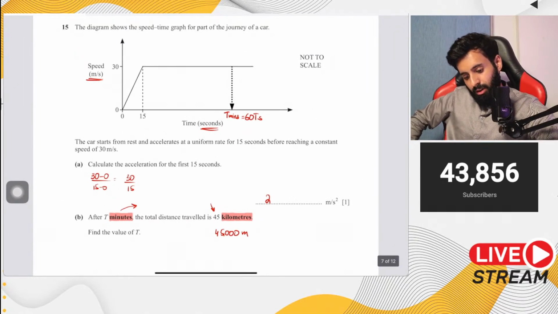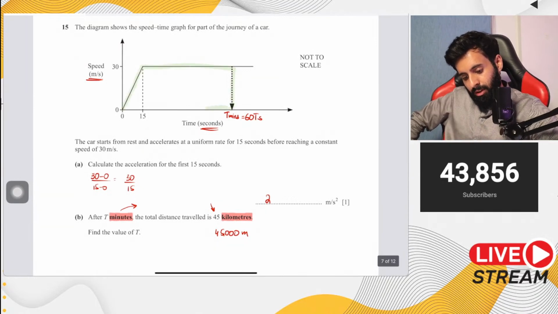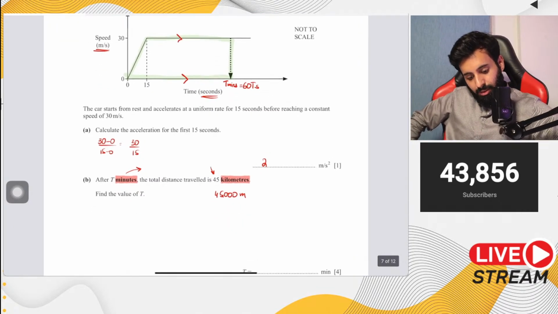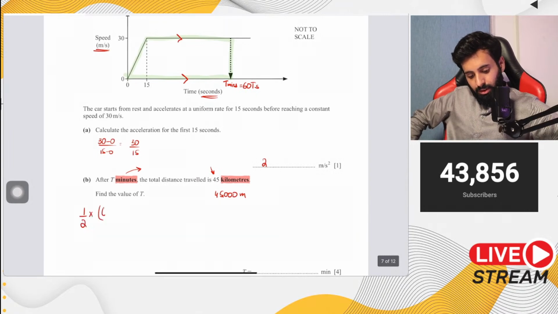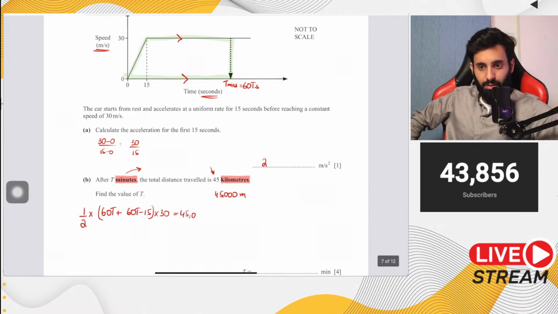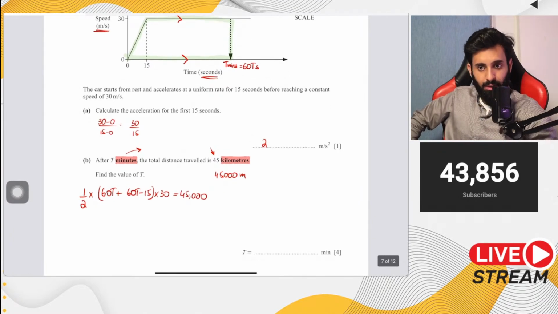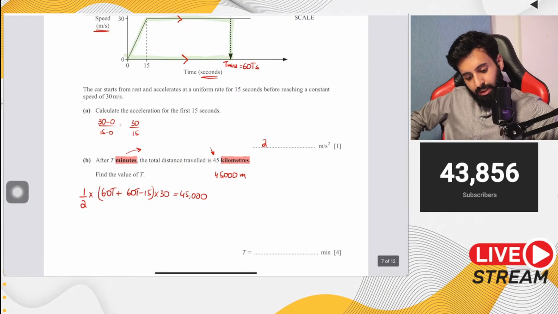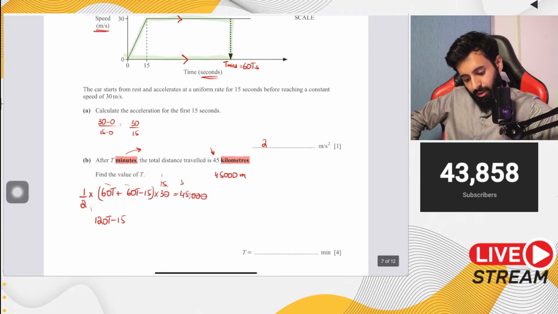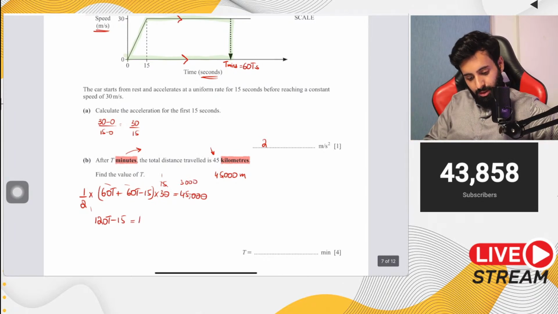Now, what do we have over here? We have ourselves a trapezium. So let's find the area of this trapezium. One side would be 60t, the other side would be 60t minus 15. So half into 60t plus 60t minus 15 multiplied by the height, which is 30, and that's equal to 45,000. Let's simplify this a little. 60t plus 60t is going to be 120t minus 15. 2 15s are 30, 15 3s are 45, 3000. So 120t minus 15 is equal to 3000.